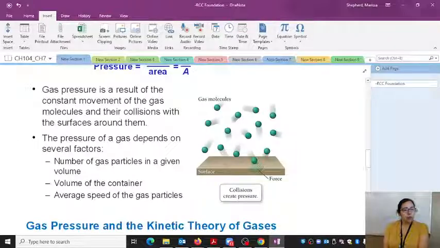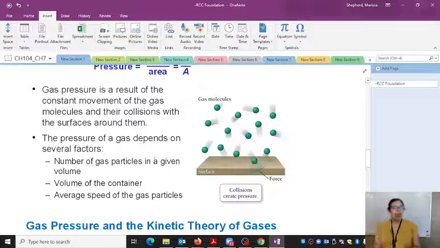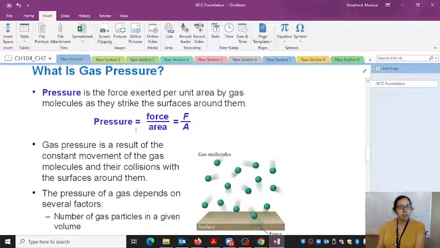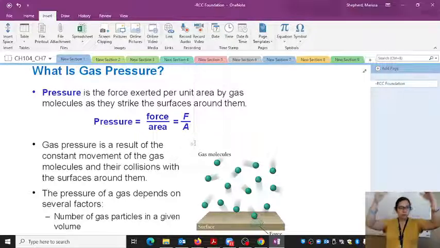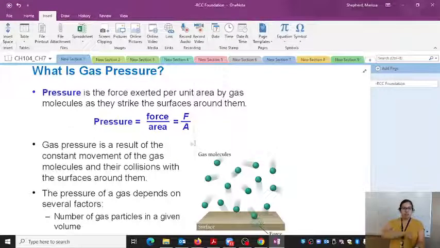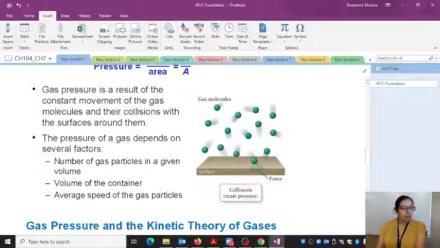And of course, the pressure depends on how many gas particles or how many collisions you have, and the volume of the container. So we can see we have force over this area. If you have a smaller container, the same amount of gas molecules will be concentrated, so there'll be a lot of collisions. Whereas if you have a large container, those gas molecules will have fewer collisions per area. And then we also have the speed being a factor, so how fast or how slow they're going will, of course, dictate the rate of collisions.